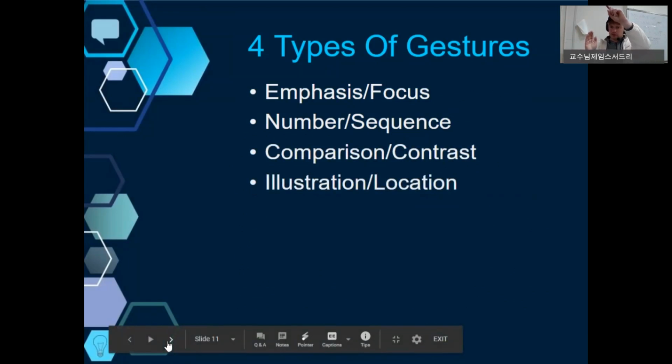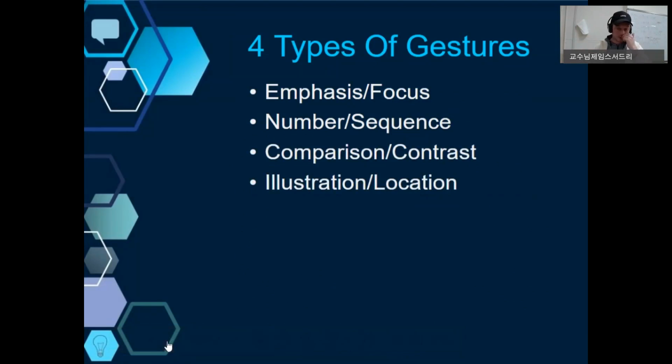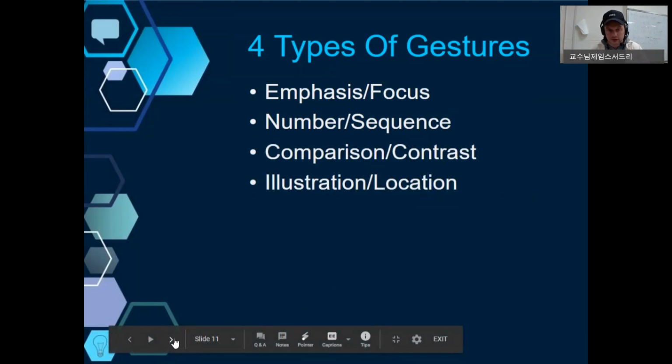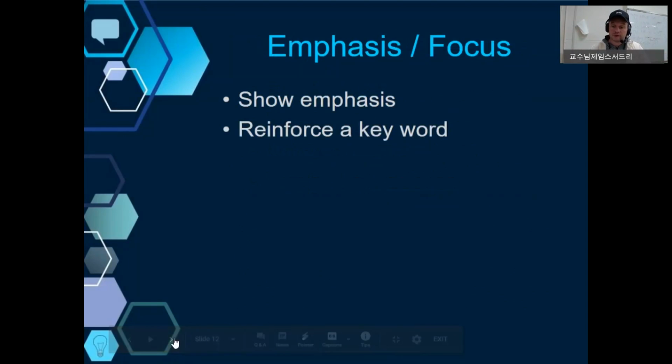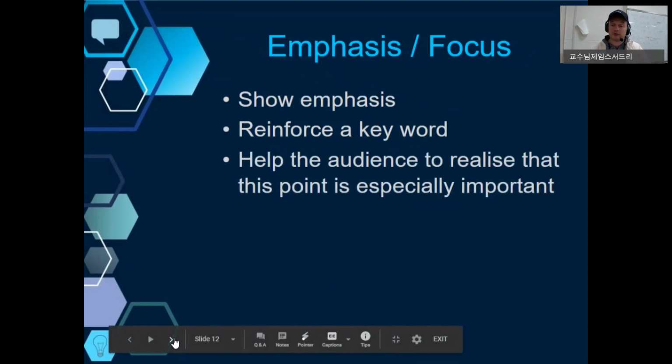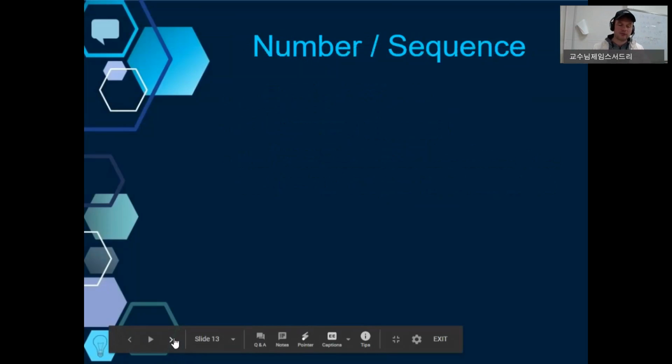Well, over here in the north of blah, blah, blah. Okay, so talking about location, and this house was like a box shape. Okay, so that's illustrating the shape. Okay, show emphasis, reinforce a keyword, help the audience to realize that this point is especially important. Okay, so reinforce, just help the audience to see how important that word is.